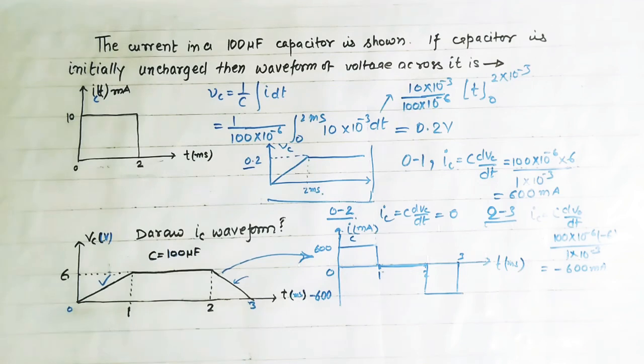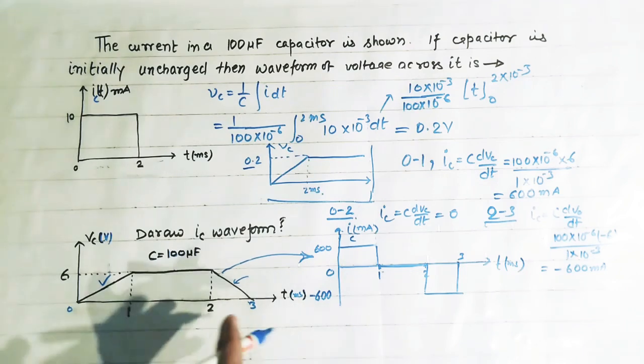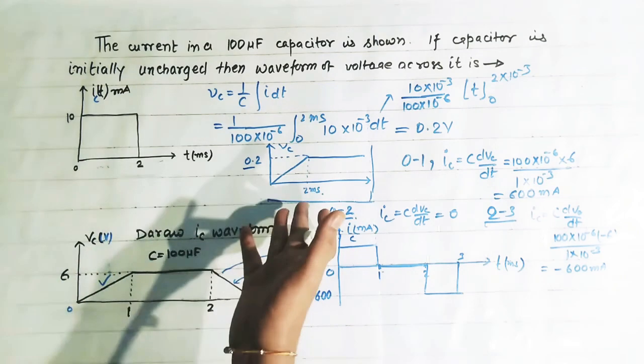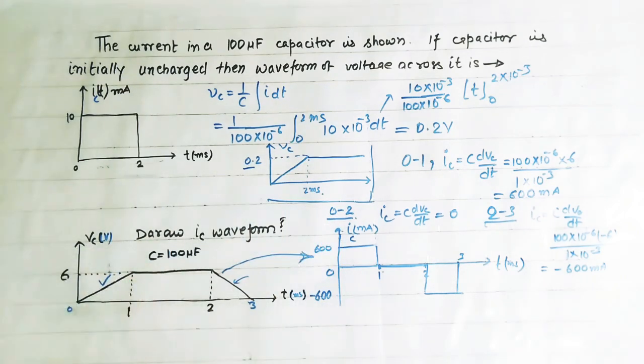So in this way we can draw the various waveforms for a capacitor. When capacitor current is given, then we can draw the waveform of capacitor voltage. When capacitor voltage is given, we can draw the waveform of capacitor current. So this is very easy.